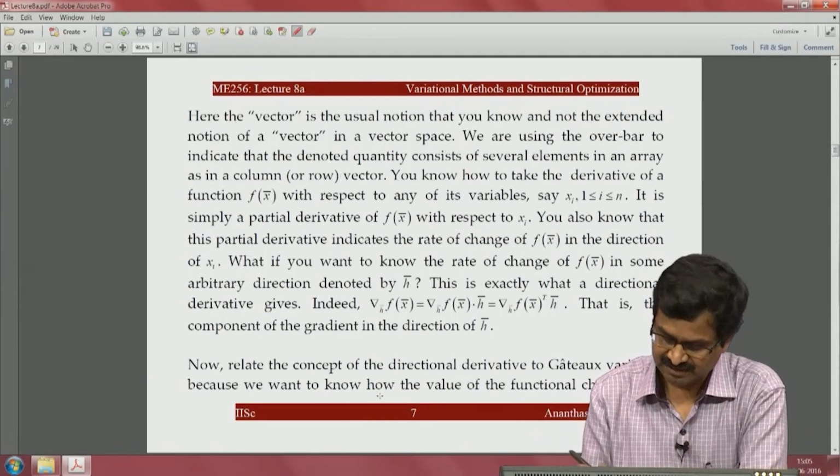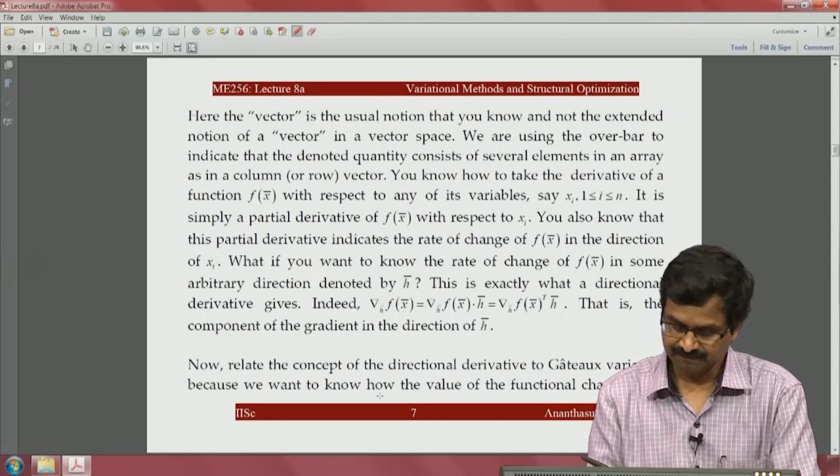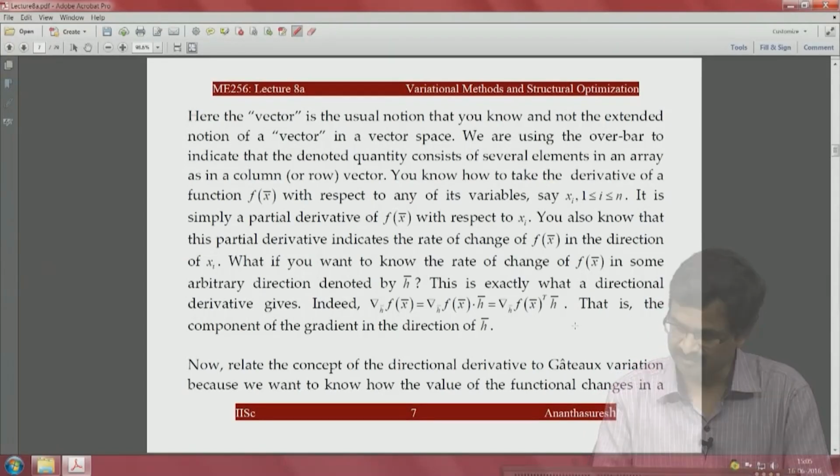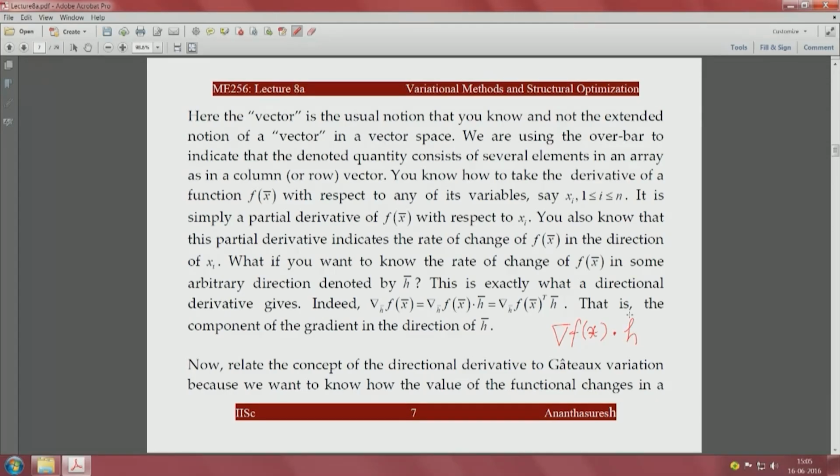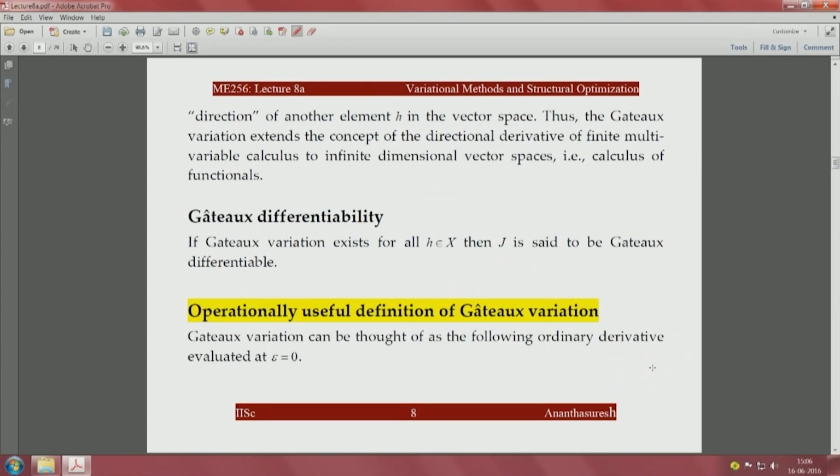This directional derivative is the gradient that you take of the function, that is, we write del f of x. If I take the dot product of that with the direction that you take, because the gradient is a vector, this will be the directional derivative of f in h. So you take a function and take its gradient, and the dot product with h will give you the directional derivative, which is similar to the Gateaux variation in calculus of variations. That is something to remember.